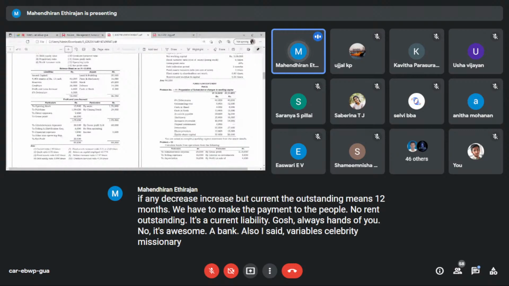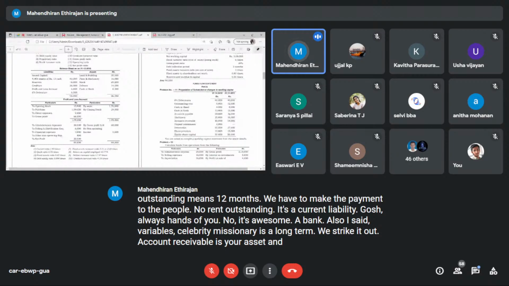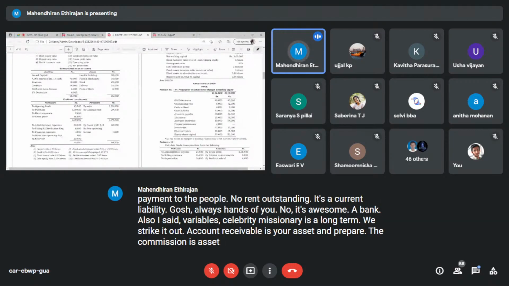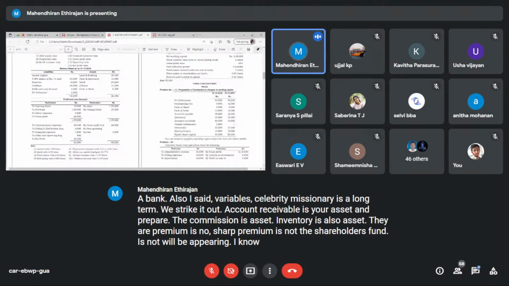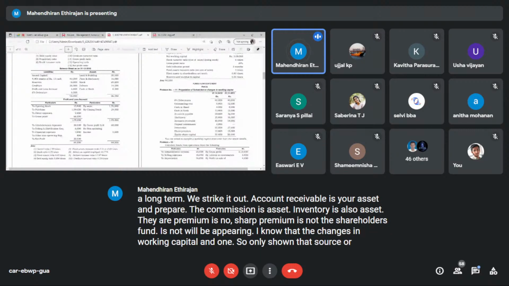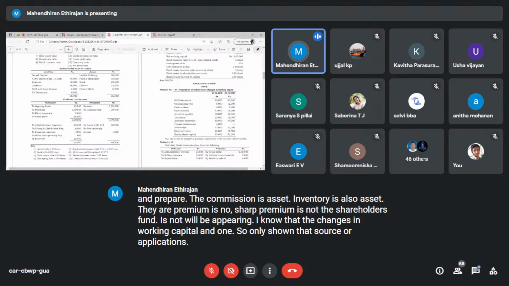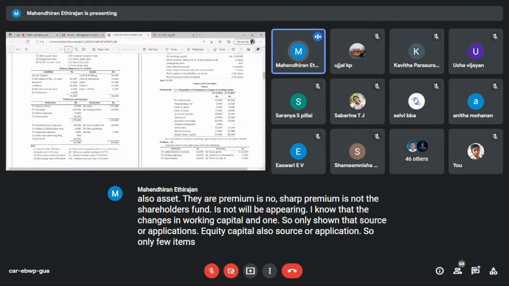Machinery is long term, so we strike it out. Accounts receivable is an asset, and prepaid commission is an asset. Inventory is also an asset. Share premium is not included; it is shareholders' funds, so these will not appear in the changes in working capital. They are shown only in the funds flow as sources or applications. Equity capital is also a source or application. So only a few items will appear.